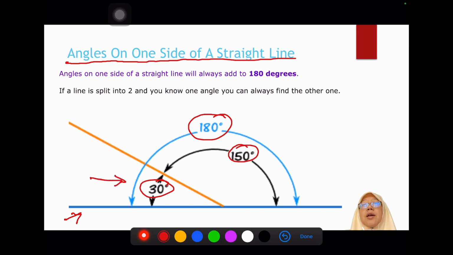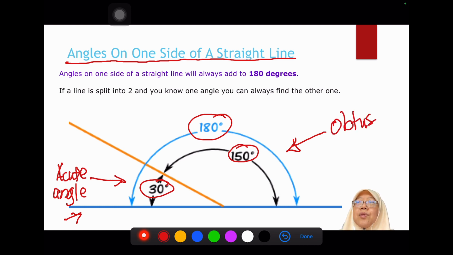This 30 degrees one here is an acute angle. And what is the name of this one? Can anyone guess? It is obtuse, because obtuse is more than 90 degrees and less than 180 degrees. So it depends on which side you're looking at.